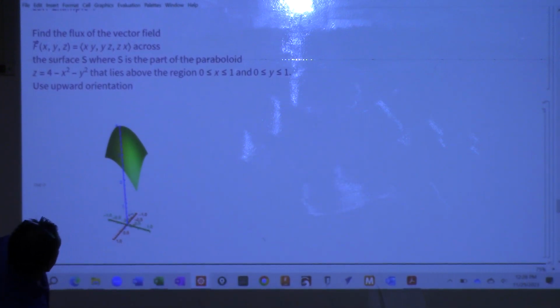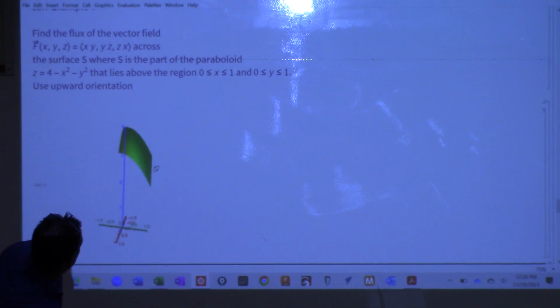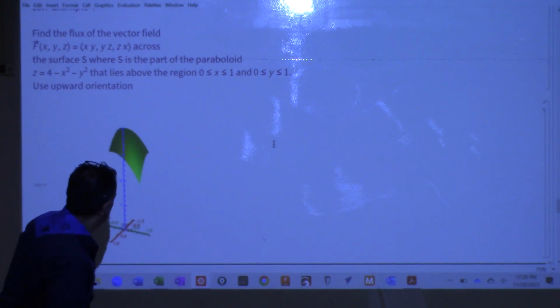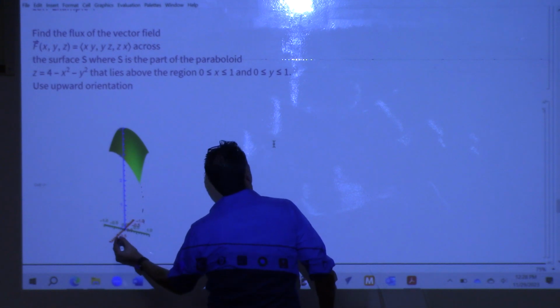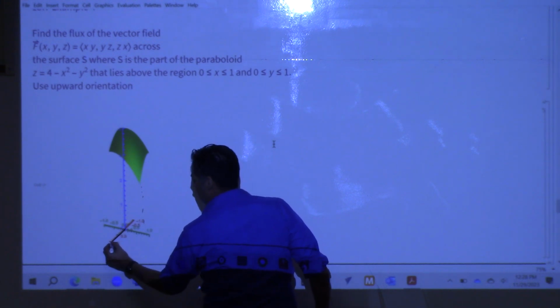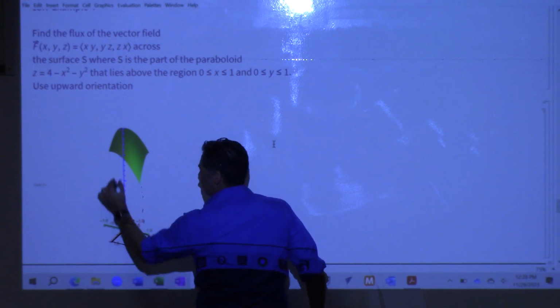Right, we have a paraboloid. There it is. But we're only looking at it on top of this rectangle, right? This rectangle on the ground. So the domain of this thing, if you were to project this surface down, the domain down here is between 0, 1, 0, 1. It looks something like that, right? That's like the domain of this thing on the ground.